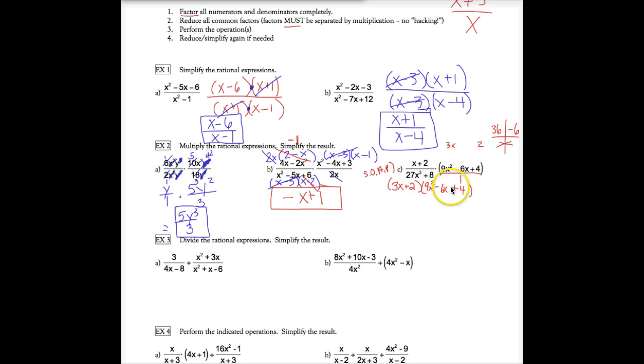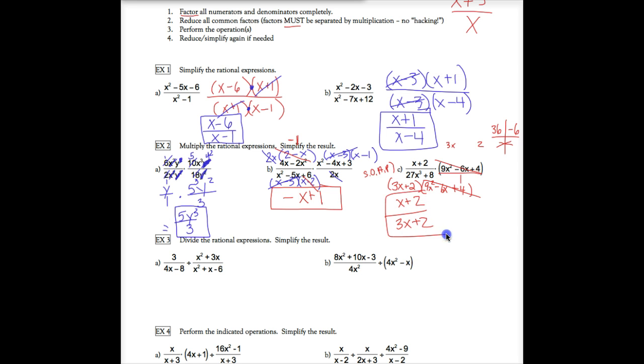So what has happened here is that after we factored, even though this wasn't factorable, now that cancels with this one. The x plus 2 and the 3x plus 2 can't cancel. Again, the 2's are separated by addition, not multiplication. So our final answer there is going to be x plus 2 over 3x plus 2.